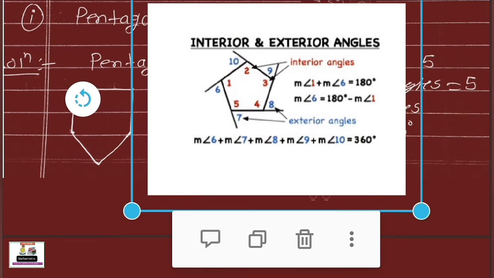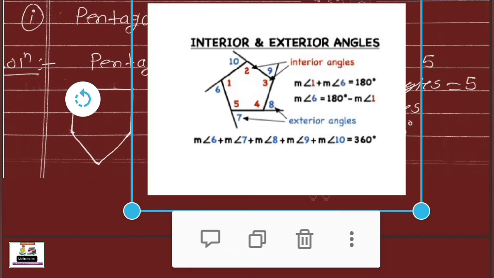Next, interior angle and exterior angle. What is meant by this? See this image here. Interior angles are denoted by the red numbers 1, 2, 3, 4, 5, and exterior angles are denoted by the blue numbers 6, 7, 8, 9. These are exterior angles, and this is a hexagon, sorry, a pentagon. This is a pentagon having 5 sides.